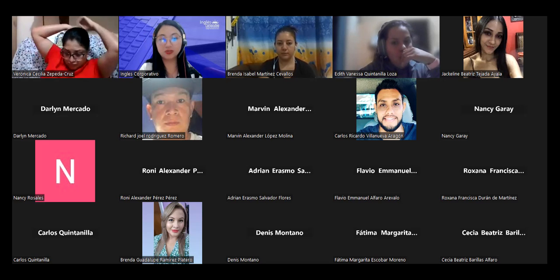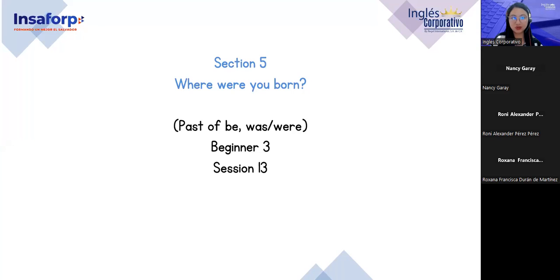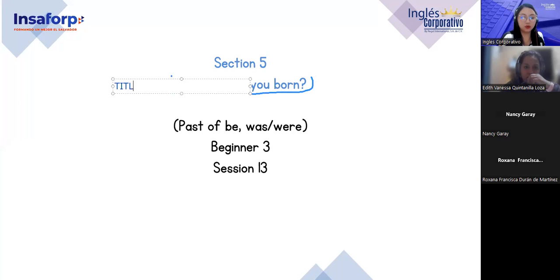If we move on to section number five, as you may see, we are going to continue practicing WH questions. And here we have the title. Title from section number five. What's the title, class? ¿Saben qué es title, verdad? Si no, se los escribo. El title. Título. Muy bien. What's the title from section number five? Where were you born?